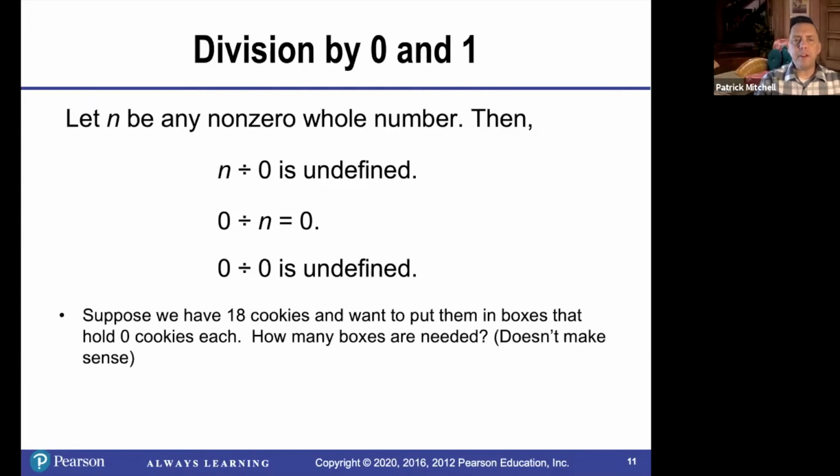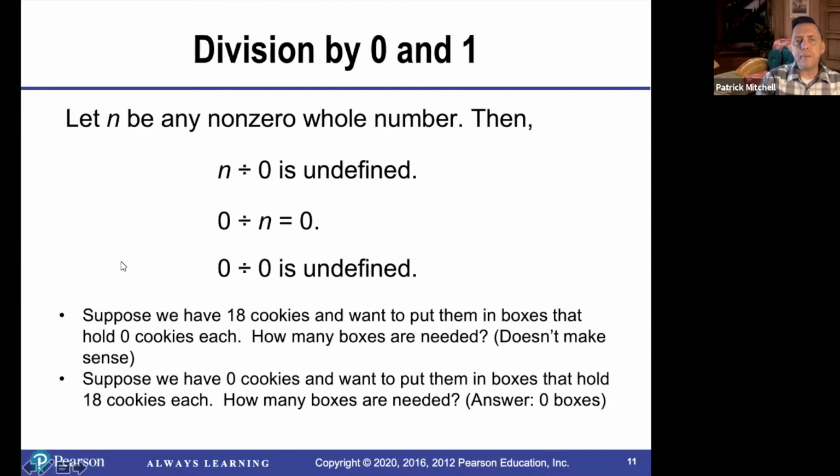So if you try to build a story problem around n divided by 0, let's say 18 divided by 0, and we take that cookie problem from earlier, suppose we have 18 cookies and want to put them in boxes that hold 0 cookies each. Imagine a really, really small box. How many boxes are needed? Well, that problem doesn't make sense. No matter how many boxes you have, you'll never be able to put a cookie in any of the boxes. So that's why we say that's undefined.